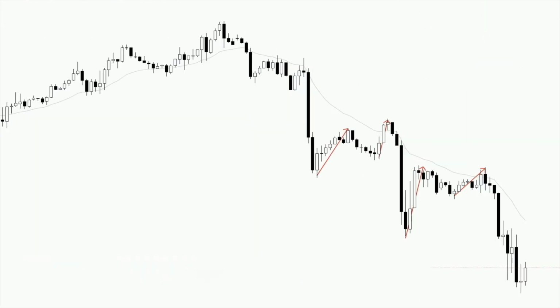Now, let's switch to an hourly chart of crude oil. The chart shows two instances of two-stage pullbacks. Some of you might wonder, didn't you mention earlier that pullbacks at moving averages are simple pullbacks? Well, the distinction between simple and complex pullbacks is not always clear-cut.